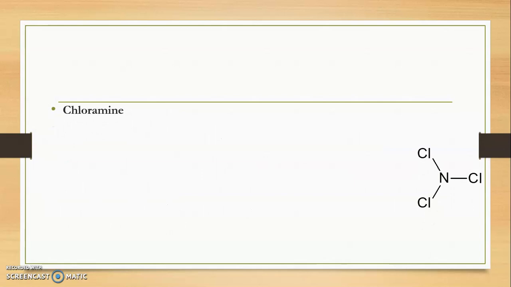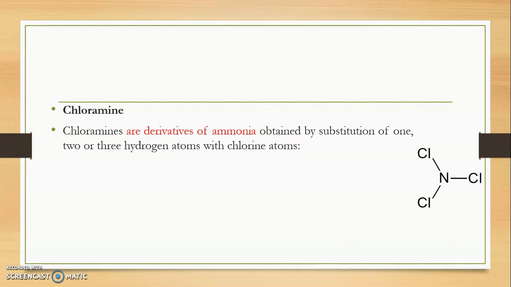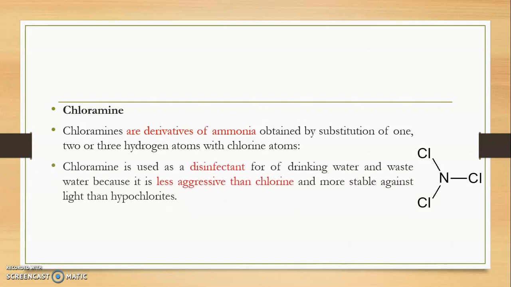The next and last product that we are going to discuss is chloramine. Here you can see the structure, where chloramine is a derivative of ammonia that is obtained by substitution of either 1, 2 or 3 hydrogen atoms with chlorine. Various chloramines we can get by substitution of hydrogen with the help of chlorine. This chloramine is used as a disinfectant for drinking water and wastewater because it is less aggressive as compared to chlorine and more stable against light than hypochlorite.